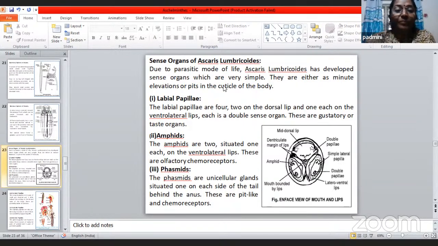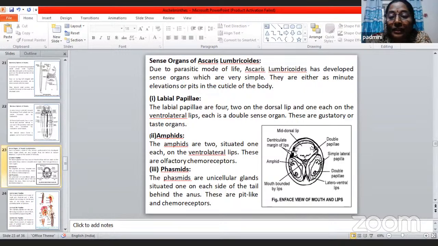So where all do you find them? Labial papillae. Where do you find these labial papillae? Labial papillae you find on the lips of the Ascaris over here. As I told you all, they are made up of three lips, that is six lips fused to form three lips. So remember that point. And the mid-dorsal lip over there, which is elliptical in shape, is made up of double papillae. This is one papilla over here.